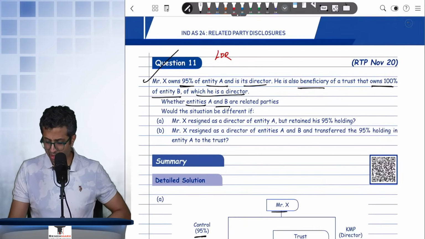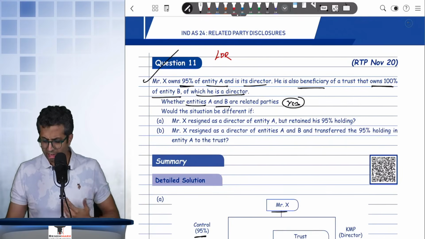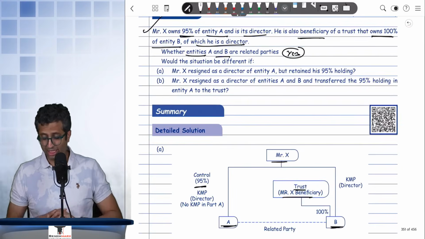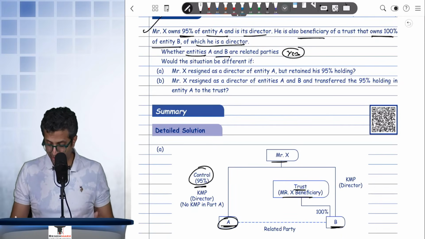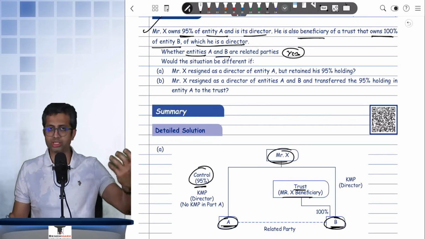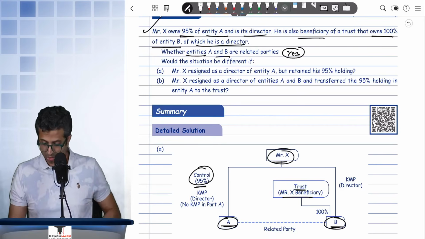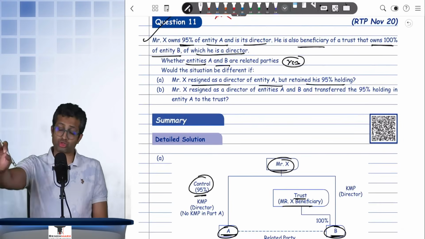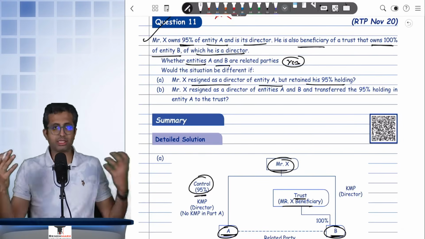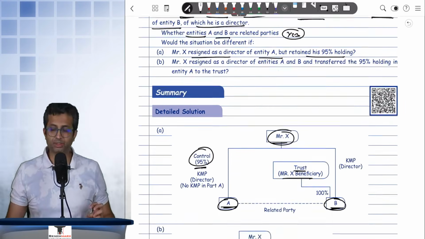Whether entities A and B are related parties, the answer is yes. Now this is irrespective of the fact that there is a KMP or not, because there is control at both places. Mr. X directly controls A and indirectly controls B through the trust. There is a related party relationship between A and B, irrespective of whether they have common directors or not. Would the situation change if Mr. X resigned as a director of A but retained his 95% holding? No, the situation will not change. They will still be related parties because Mr. X still controls A directly and B indirectly through the trust.